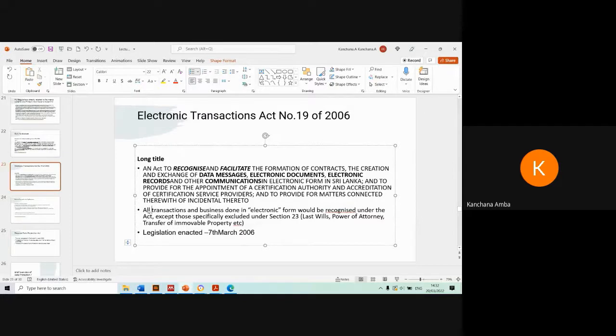So all transactions and business done in electronic forms would be recognized under the Act, right? So this is very crucial for the digitization process of the country and for digitization in banks. Of course, there has been a big complaint that banks are not using the provisions of the Electronic Transactions Act sufficiently because it also provides for electronic signatures as well.